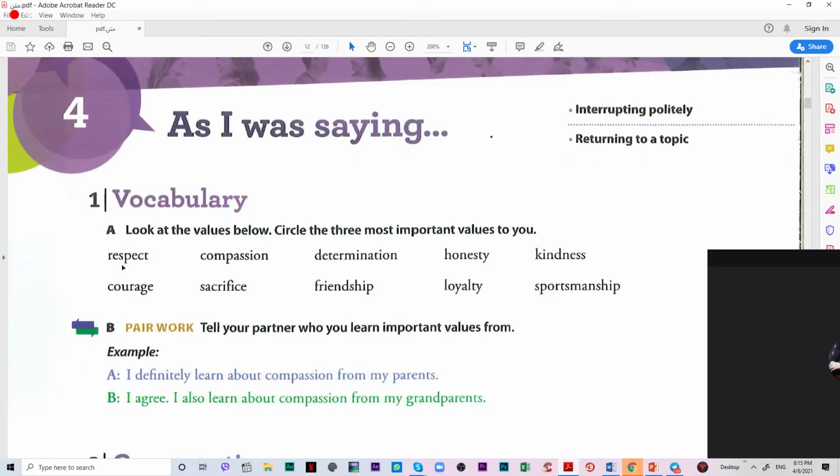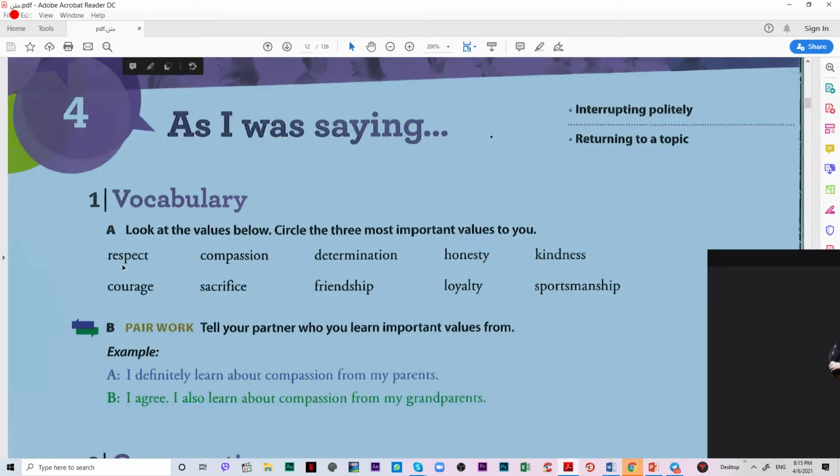So we have here... what do we have? We have respect. What's the meaning of respect? احترام. Respect means you are going to respect other people and you are going to behave with them wisely. So who can give me an example about respect?